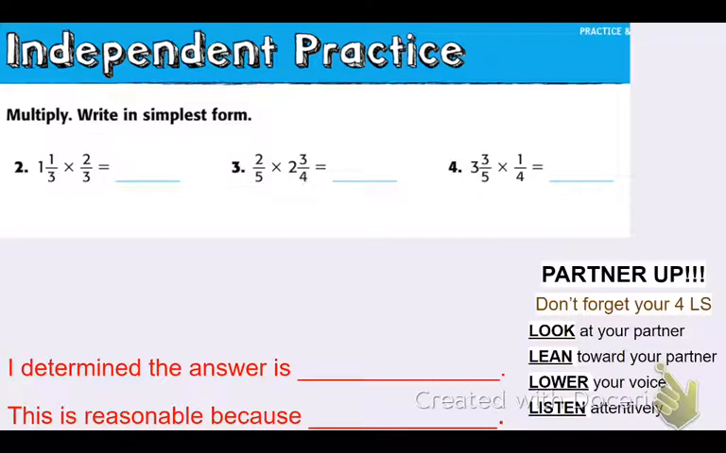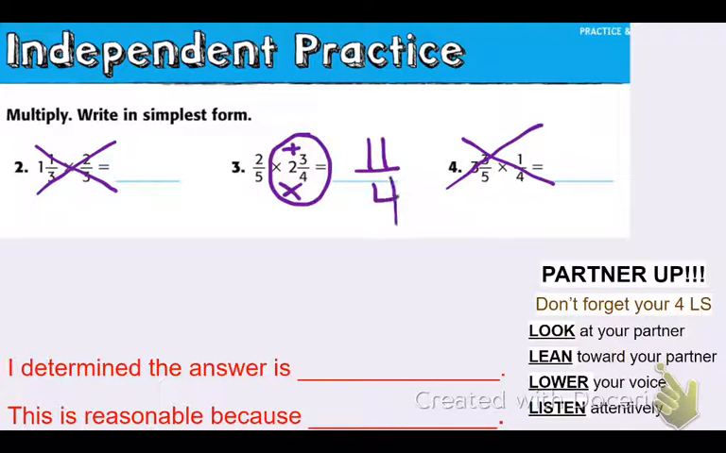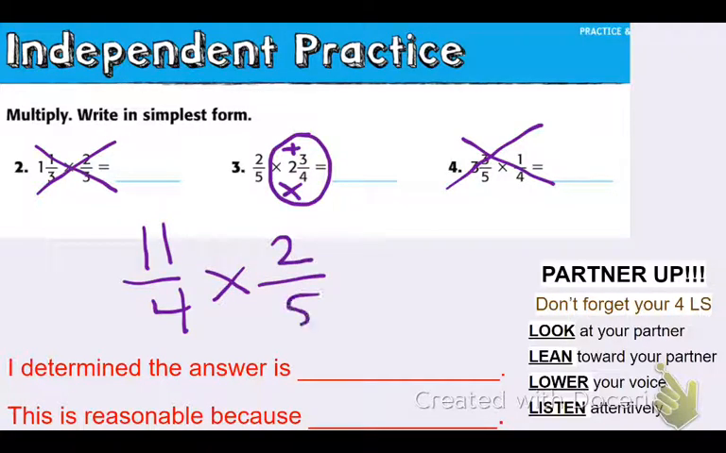All right, here we go, Bobcats. Let's move into independent practice. We're going to go ahead and try number 3. Step 1, change that mixed number into an improper fraction. I'm going to multiply 4 times 2 is 8, plus the 3 is 11/4. Once I created that improper fraction, I can move on to step 2, where I get to multiply the numerators. I can put 2/5 on this side because it doesn't matter the order, commutative property.